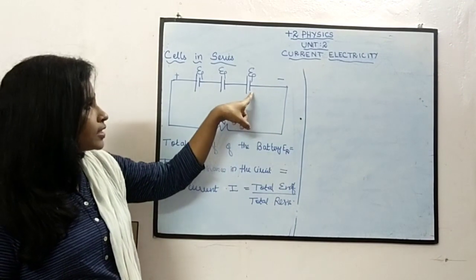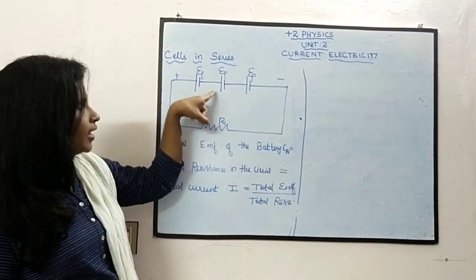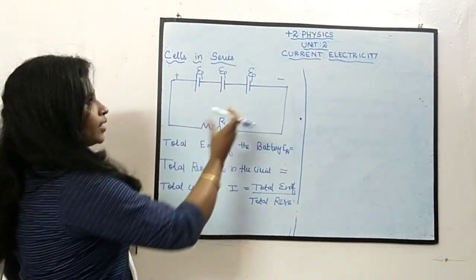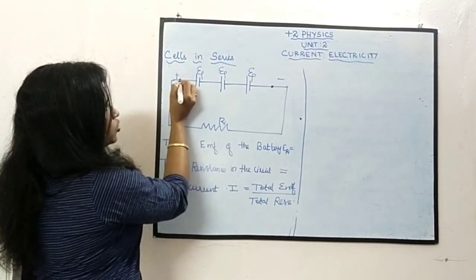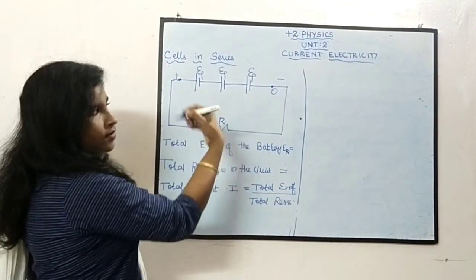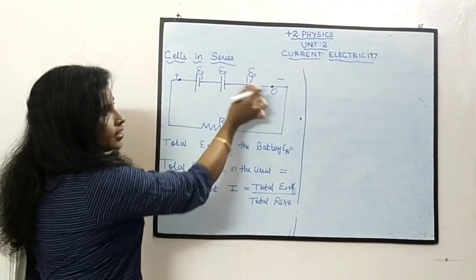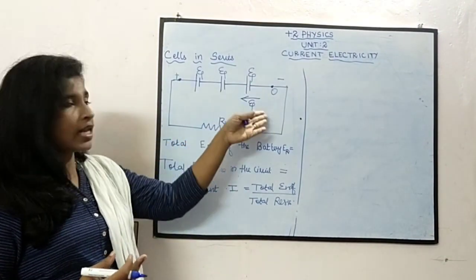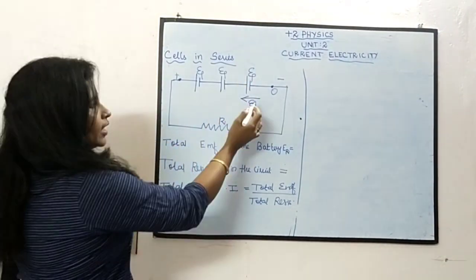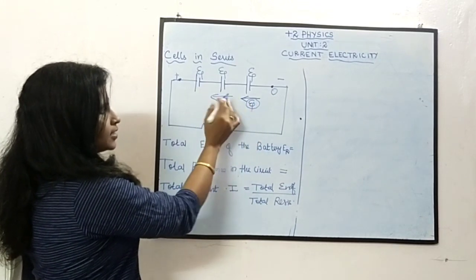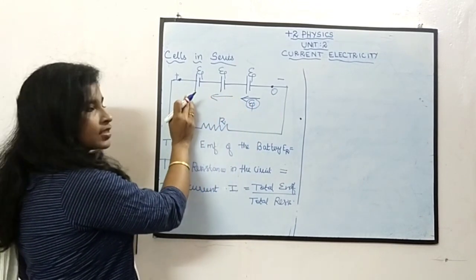Okay, so the first cell, the EMF is psi, second EMF is psi, third also the EMF is psi. Suppose a charge is moving from this position to this position. Initially it has 0 potential. When it crosses this cell, it has spent an energy of epsilon, that is psi. So here the potential is psi. When it crosses here, the potential is psi plus psi, 2 psi. When it crosses here, 3 psi.